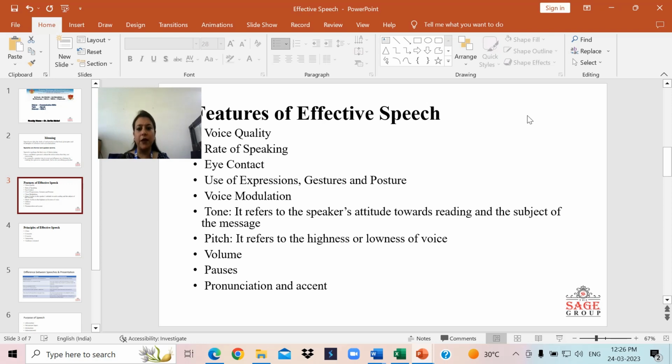Then, rate of speaking, that is, in one minute how many words you are speaking. It should not be too low, it should not be too high, because it should be appropriate, so that the other person is able to understand your concept, whatever you want to speak. The other person would be able to understand only if your speed of speaking is perfect. It should be moderate.